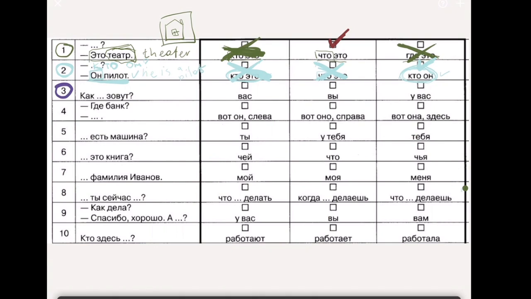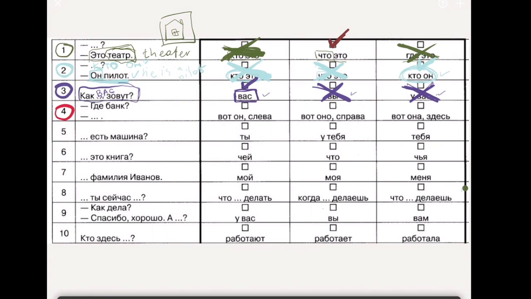Okay, number 3. Как зовут? So let's look at the answers. Вас, вы, у вас. So 3 answers. And I guess here you don't even need to understand grammar. It's the phrase that we use all the time. Как вас зовут? So it's something that you learn on the very first Russian language lesson. So just remember this phrase. Как вас зовут? What is your name? These two are automatically incorrect. This is just learned by heart, seriously.